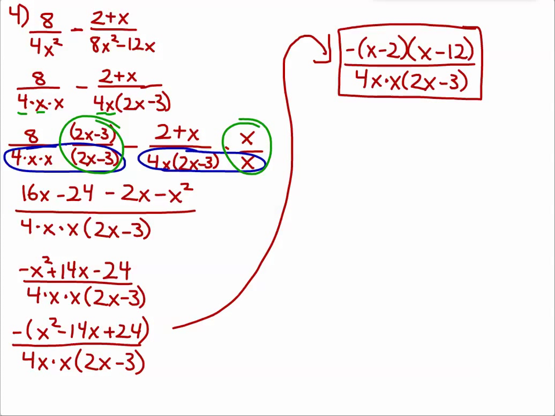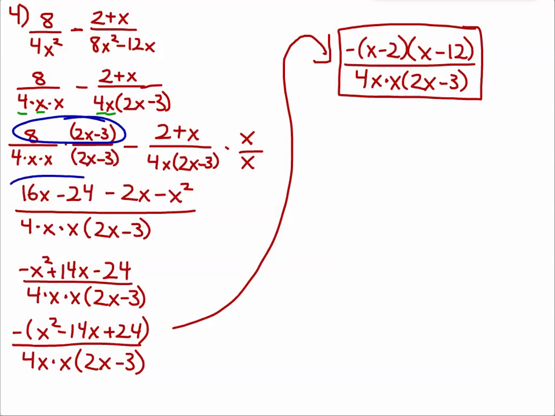It's a thing of beauty, although it does look particularly messy at this moment, but it does get a little bit better. The 8 multiplies by the 2x minus 3 and becomes 16x minus 24. That's great. Now, on the other term, the 2 plus x multiplies by x, and that makes 2x and x squared. But don't forget your friend the minus sign there, so it's actually minus 2x and minus x squared. That second term is entirely subtracted.